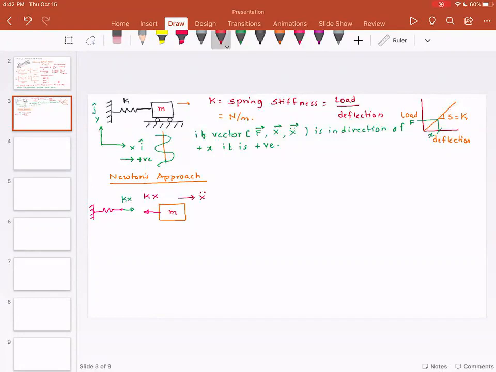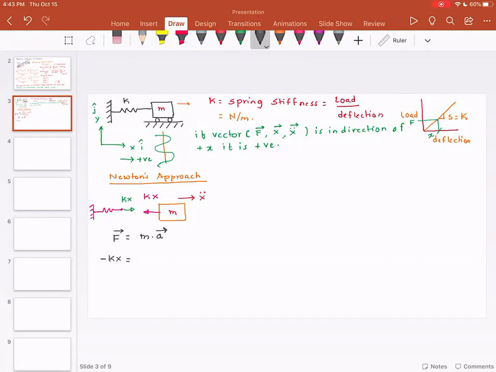So now we have to derive the differential equations of motion using Newton's law. So I have force is equal to mass times acceleration. Now please note, the spring force is kx. Kx is in the opposite direction of positive x. So kx is going towards the left, but positive x is going towards the right. So what I have is minus kx.